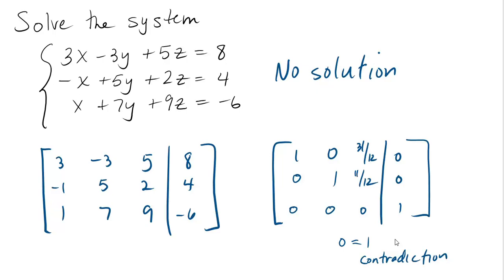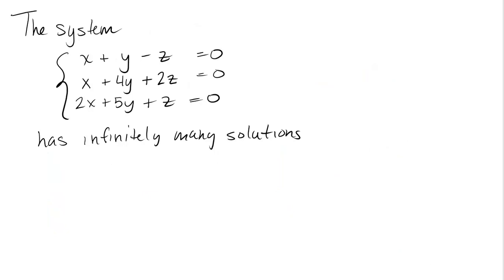The other special scenario we ran into before was infinitely many solutions. The system on this screen has infinitely many solutions. x plus y minus z equals 0, x plus 4y plus 2z equals 0, and 2x plus 5y plus z equals 0 is a system with infinitely many solutions. You can certainly see that it has at least one solution because if x, y, and z were all 0, then all of those equations would be true.